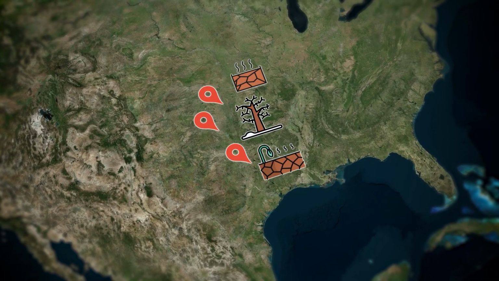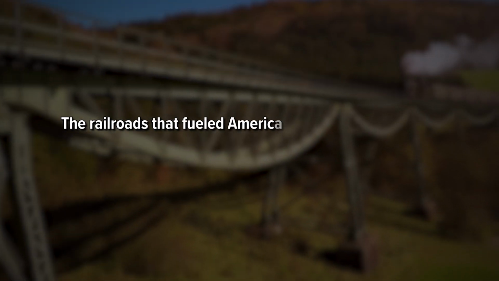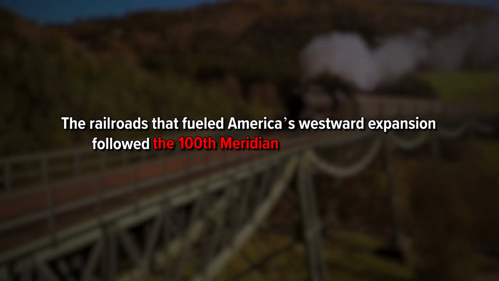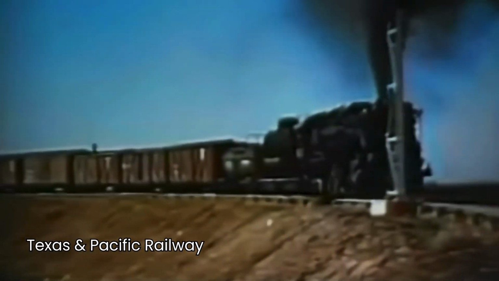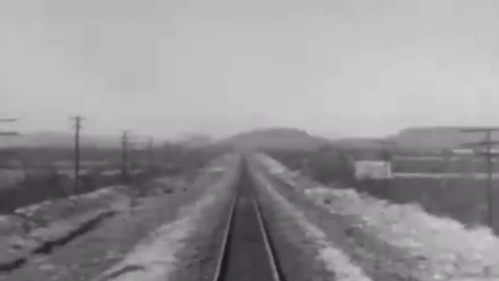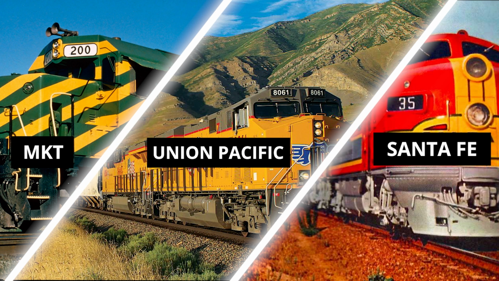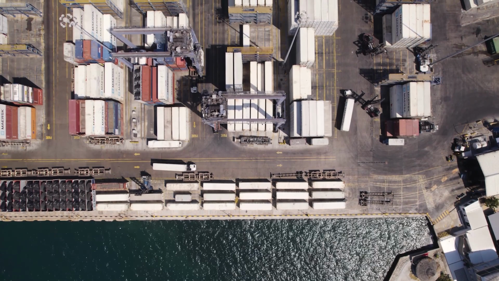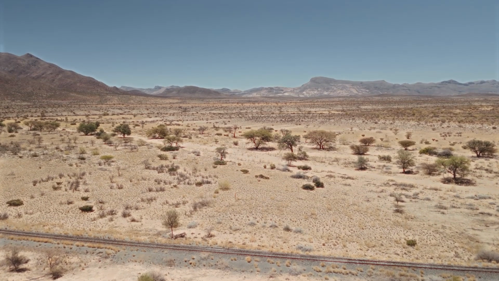It wasn't just people and crops that followed this invisible line. So did infrastructure. The railroads that fueled America's westward expansion followed the 100th meridian, because it marked the last point where large-scale settlement was sustainable. The Texas and Pacific Railway extended westward, but stalled in areas where dry land made agricultural and economic development unfeasible. The Union Pacific, Missouri, Kansas, Texas, MKT, and Santa Fe railroads all built major rail corridors along or near the 100th meridian, ensuring they served the growing trade hubs of the East while avoiding the challenges of the drier, less populated West.